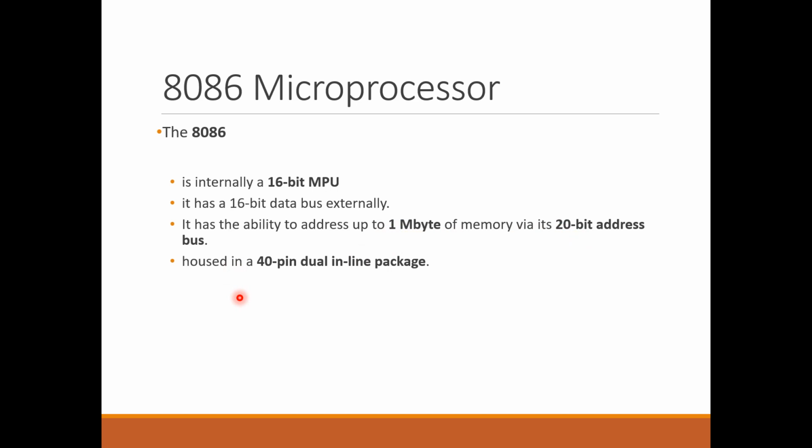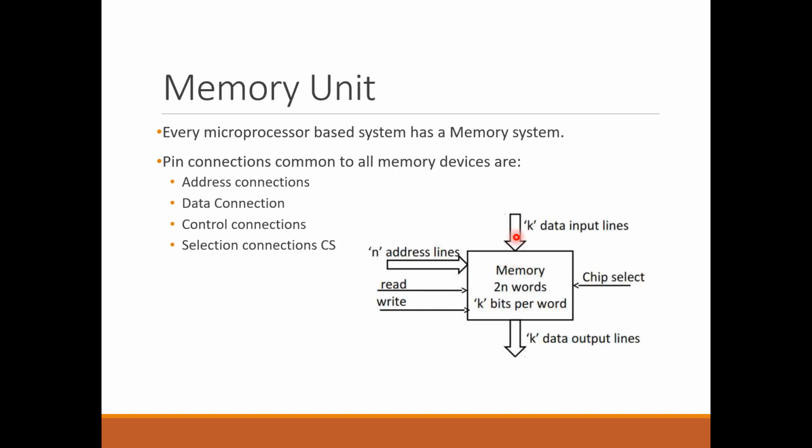Through these 40 pins, the microprocessor can be connected to additional circuits or peripherals, such as memory or the clock, or send signals to input or output devices, or whatever. So the whole microprocessor consists of 40 pins. And we know that every microprocessor must have a memory interfaced with it, and each memory device must have some signals or lines or connection pins in order to communicate with the microprocessor.